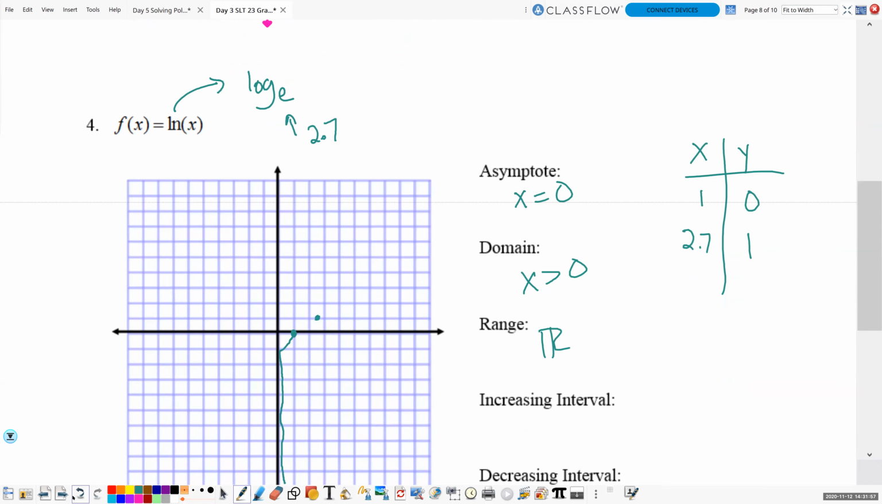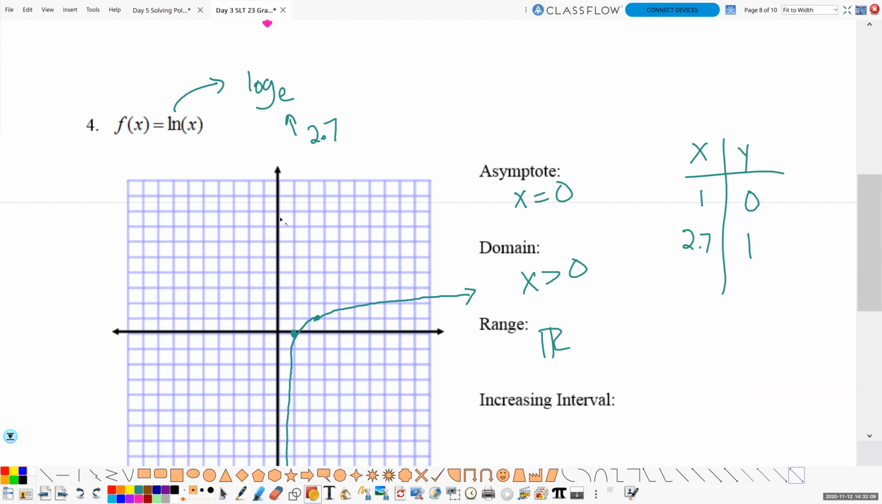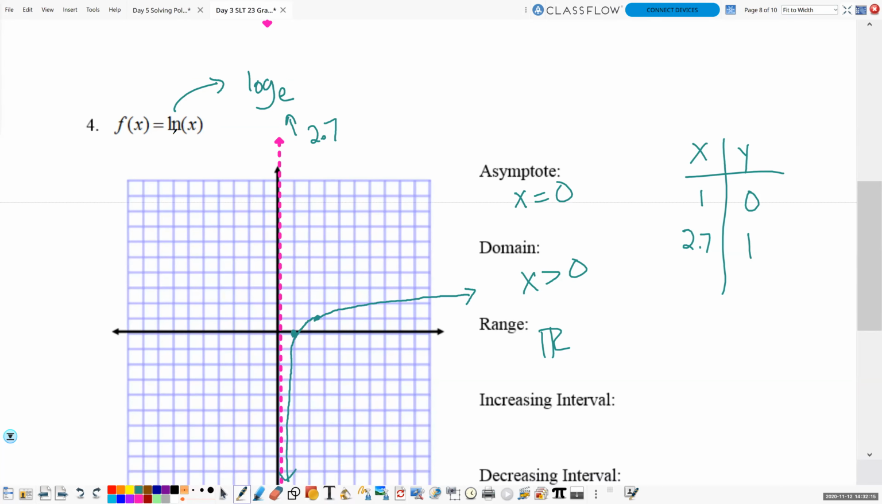Oh, that is so ugly. Strauss, come on with that terrible drawing. It's just going to be slightly different shape because the base is 2.7 instead of 10 or instead of 2. But I need you to put that on your summary sheet. ln is log base e. Okay.